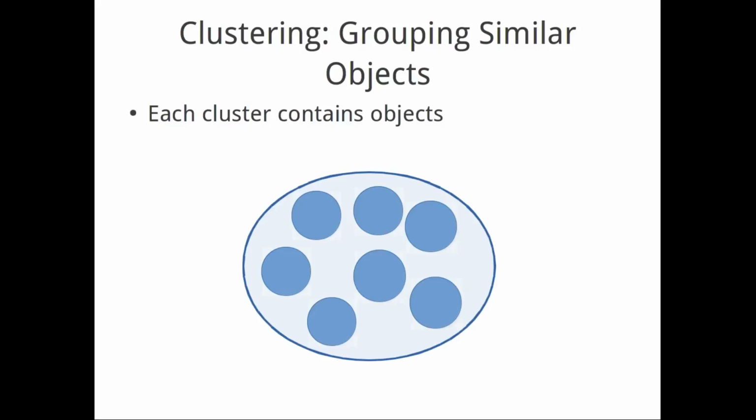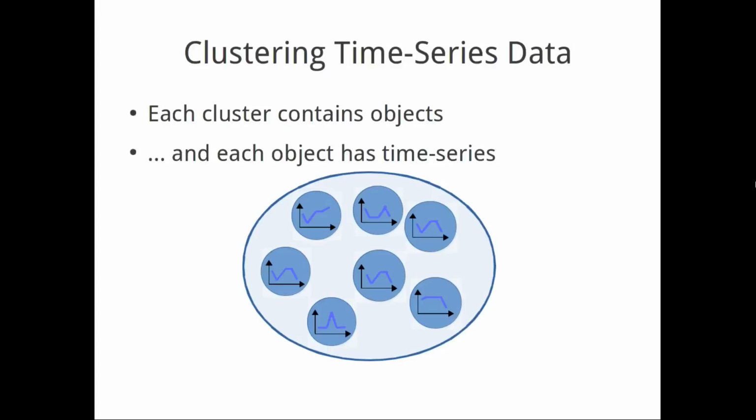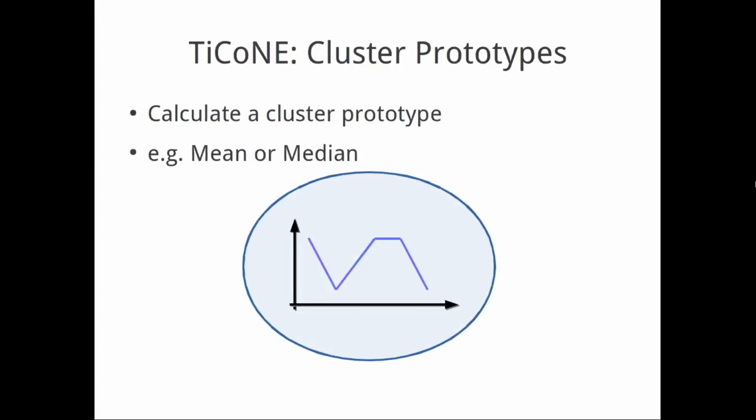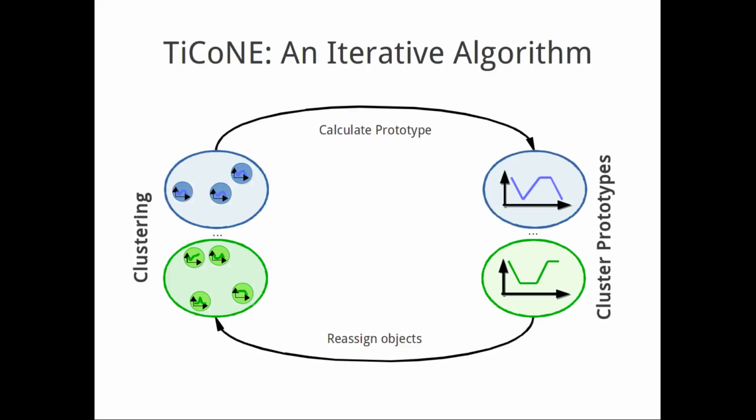Clustering in general is a popular technique to identify groups of similar objects in large datasets. In our particular case, we are dealing with time series data, so each object is associated with at least one time series. We can then define prototypes for each cluster by taking, for example, the mean or the median time series behavior of that cluster. And this is already enough to define the core idea of TiCoNE.